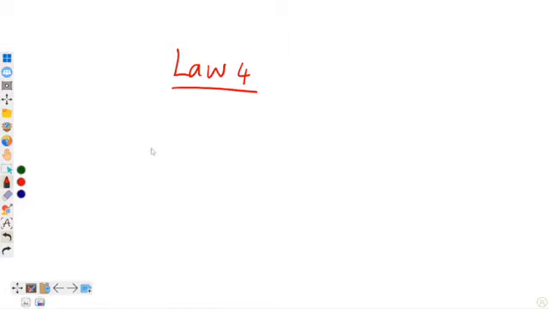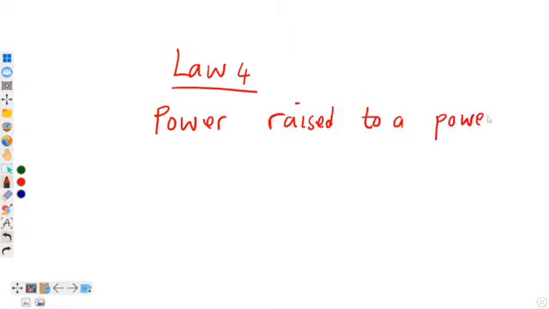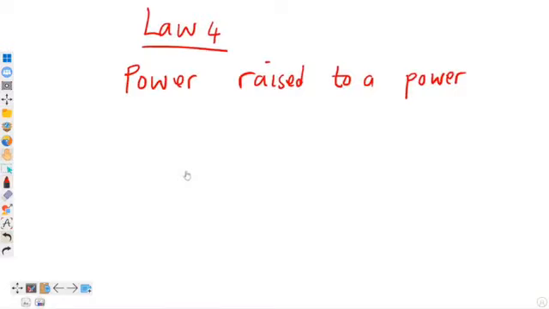So law number 4, we are going to look at the power raised to a power. A power that is raised to another power. What does this mean? This means that if A is a base, for example, you have A as your base, and M and N are powers. So this A is raised to the power of M. Again, you put it in brackets. The same is going to be raised to the power of N. This is what we call power raised to another power.